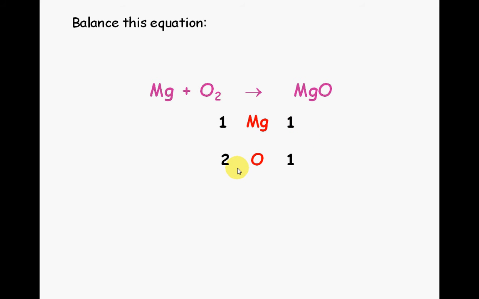And the first thing you ask yourself is, what must I multiply this side by in order to get 2? Alright, what must I multiply 1 by in order to get 2? And the answer is 2.